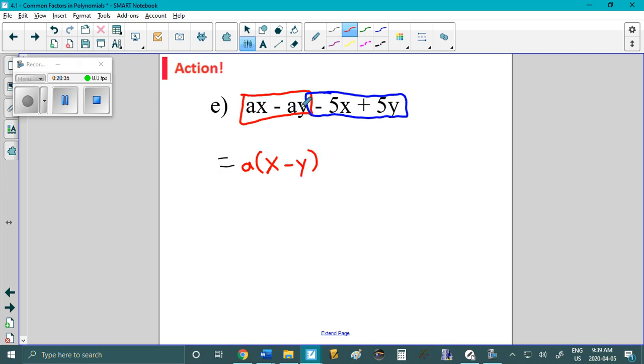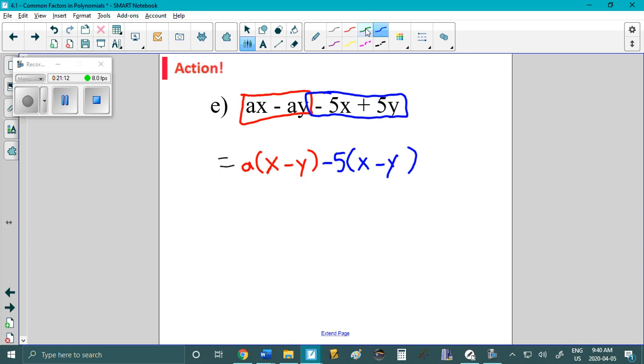Okay, now, last one. This is the first time we've seen a negative sort of in a first term here. So they both have a 5. The first term has a negative 5. So I'm going to take out a minus 5 or a negative 5. More on that in a minute. If I take negative 5 out of negative 5x, I'm left with x. If I take negative 5 out of 5y, I'm doing 5y divided by negative 5. I get negative 1y.